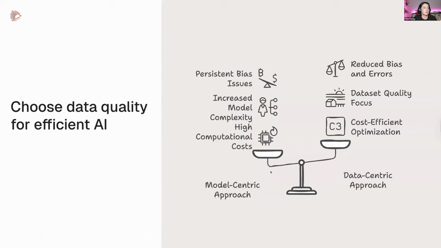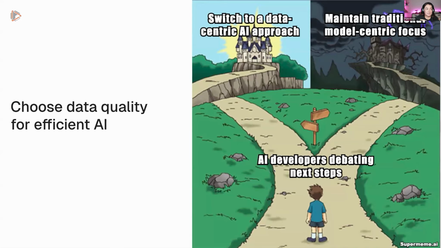I just want to keep this slide as a reflection. We have two choices. We can increase the complexity and the computational cost of our models, and we can also keep these bias issues with our models. Or we need to move to a data-centric AI approach where we can reduce those biases and errors. We can focus on dataset quality, and we can create a cost-efficient optimization. If this is not clear, I invite you to select which path you want to take. I would prefer to go to Disneyland rather than the Lord of the Rings land.